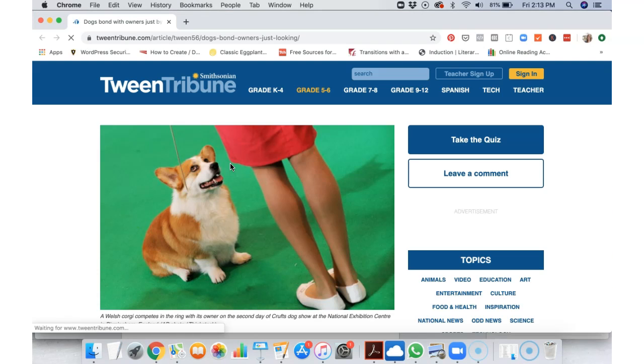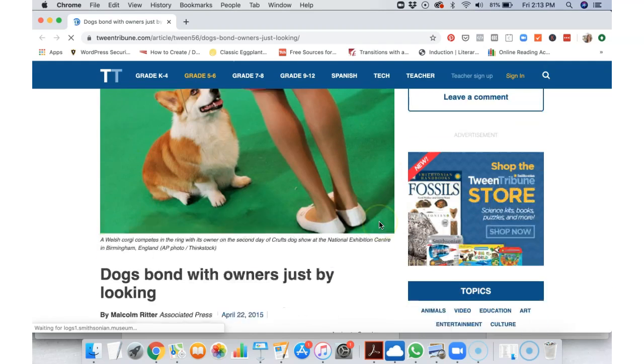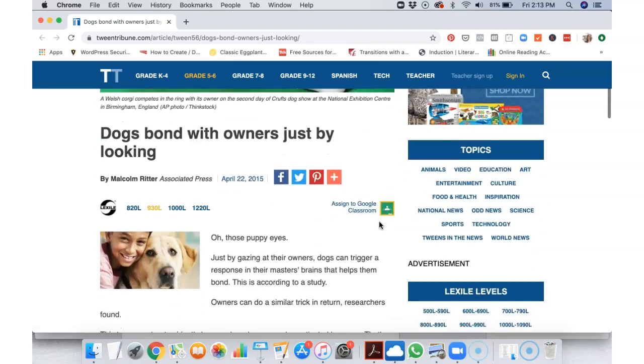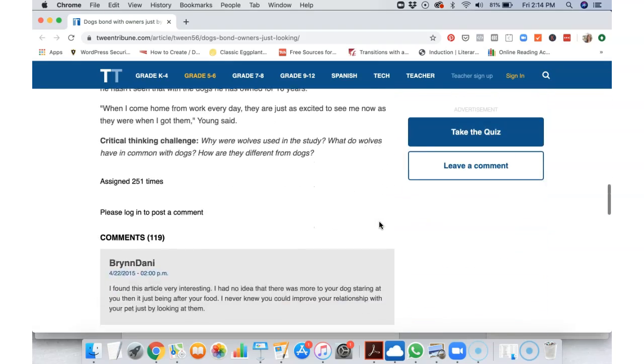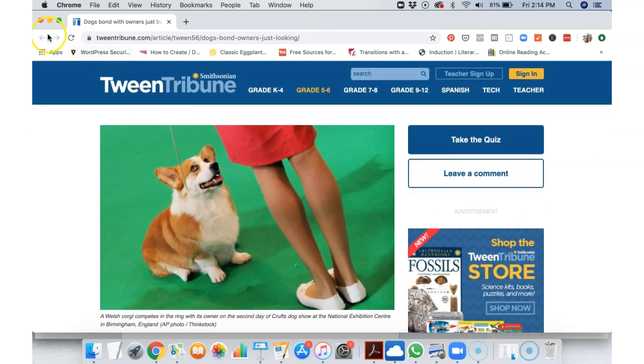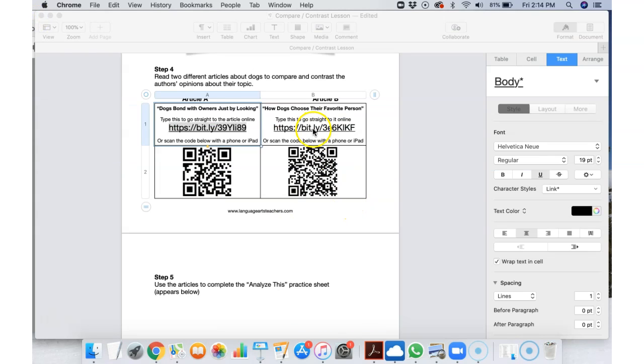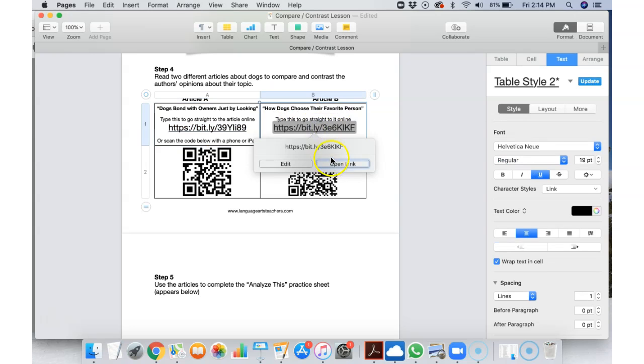All right, so here's the first one. Okay, dogs bond with owners just by looking. So this is the one that you're going to go to and read. See, it's not very long, right? That's it. The second article that you're going to go to, I'm showing you this because if you type in the title and something comes up and you're not sure if it's the right article, I want to make sure you know what it looks like.